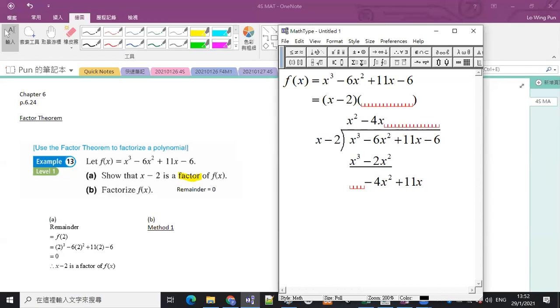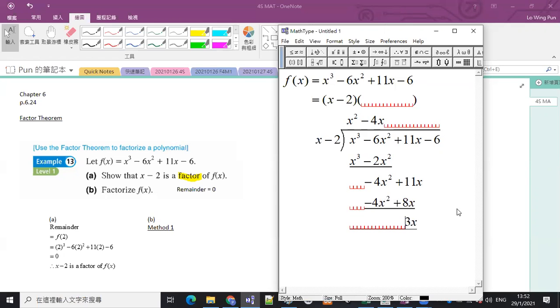After determining this negative 4x, you really multiply the negative 4x to the x minus 2. Okay, so that should be negative 4x squared. And then negative 4x times negative 2 will be plus 8x. And this is second round complete. Draw an underline, and then you do the subtraction. Negative 4x squared minus negative 4x squared cancelled. And then we have 11x minus 8x. So we have got 3x.